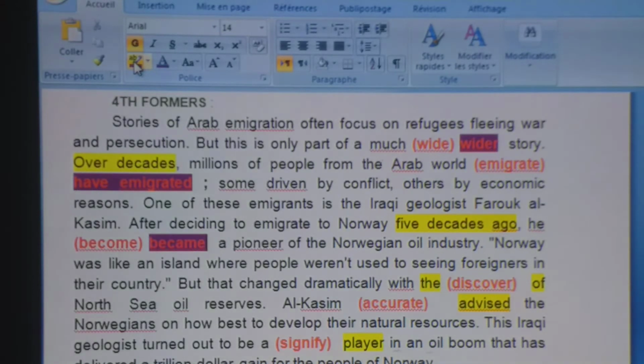Good. So Norway was like an island where people weren't used to seeing foreigners in their country, but that changed dramatically. Okay, dramatically here is an adverb. That it changed how? Dramatically. So here it describes and modifies the word changed, with the discover of. Okay, you've got here the and you've got of and you've got a word. So normally when you've got the and of, we need what? We need a noun, okay, because we've got the and we've got of.